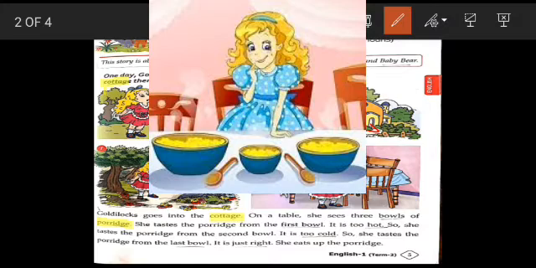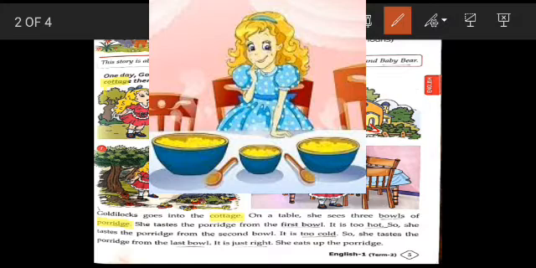There are 3 bowls of porridge on the table. The first bowl is too big. On the table there are 3 bowls. The first bowl is too big. Then the second bowl is medium in size. It is not too big and it is not too small. It is medium. Then the third bowl is too small.